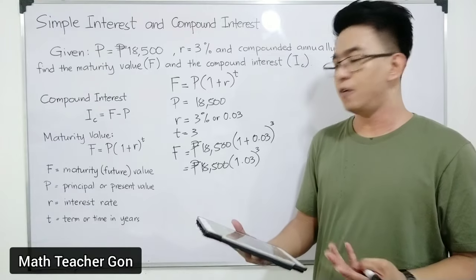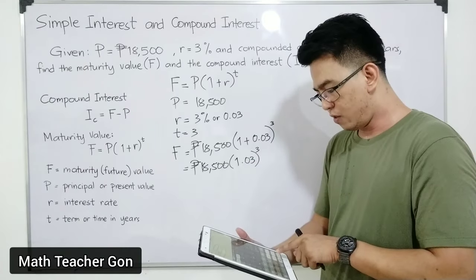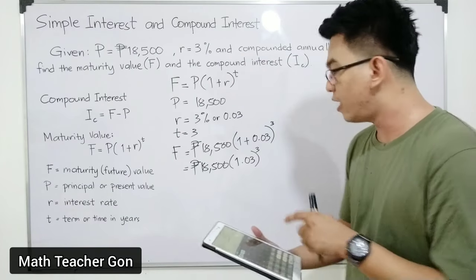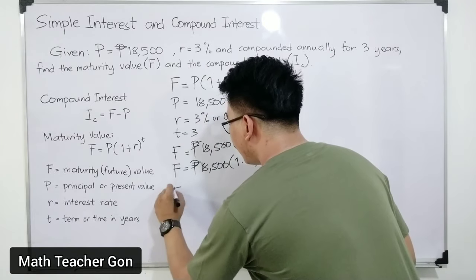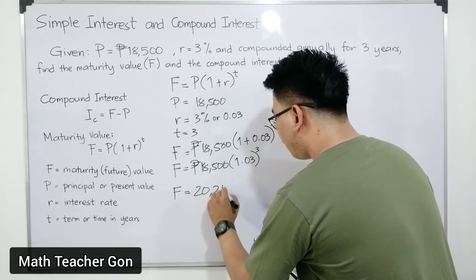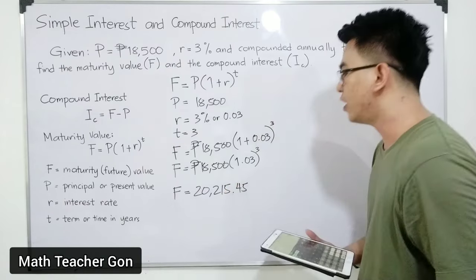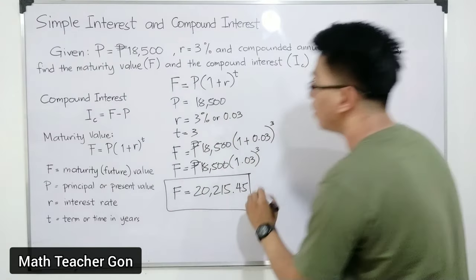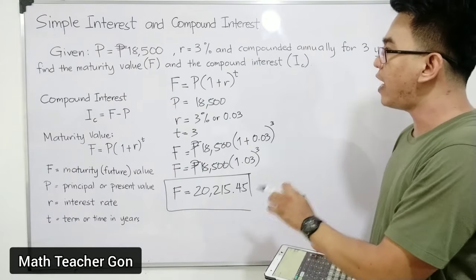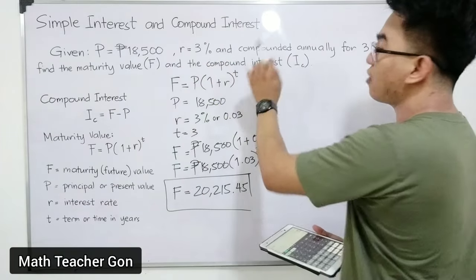Ako, hindi na siya susulat ngayon. And kapag lumabas sa calculator niyo yung sagot nitong 1.03 raised to 3, i-multiply niyo agad siya sa 18,500. So, balik, times 18,500. So, ang answer natin dito ngayon, guys, yung future value niya, after 3 years, ha, is 20,215.45. Nag-round off ako ng konti. Ito na yung future value natin. And we are done with the first problem. Find the maturity value. Ang ibig sabihin nito, guys, is that ito na yung value ng in-invest mo after 3 years if meron kang rate of 3% and compounded annually.